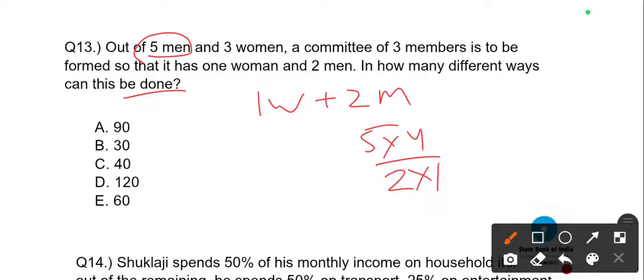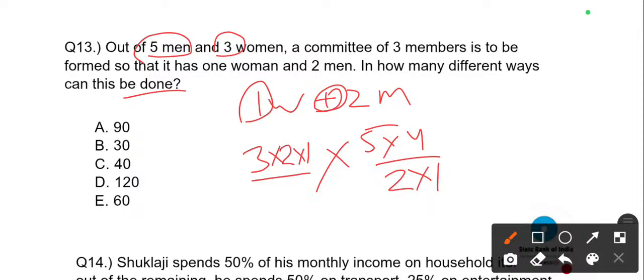Here it says that AND means we need to multiply. And 1 woman, total 3 women are there. In 3 women we need to take 1 woman. So 3 times 2 times 1 divided by, this will be 2 times 2 into 1, 3.